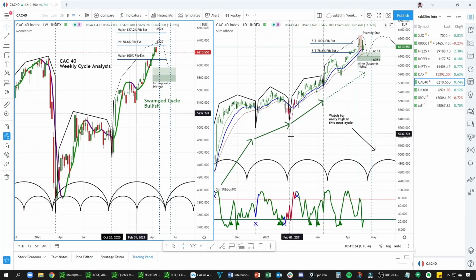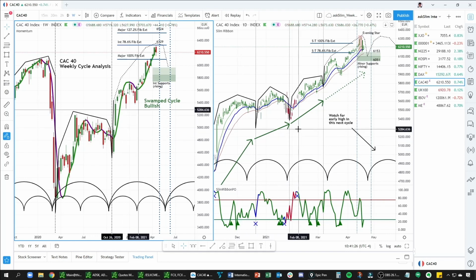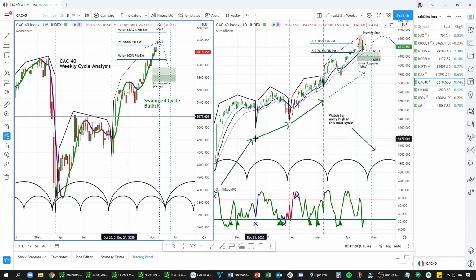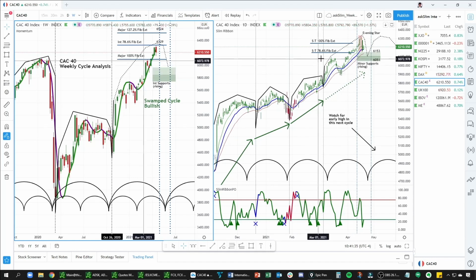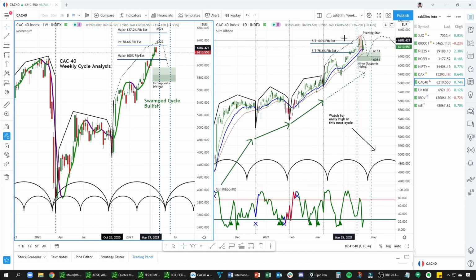If we look at the daily chart, you can see these beautiful cycles and positive cycles throughout this whole time period here. So there has been really no reason to be anything but positive on the CAC 40. What we see here is this evening star that formed. That evening star likely marked the high for this cycle, and we are now in this very short-term corrective period here on the downside.